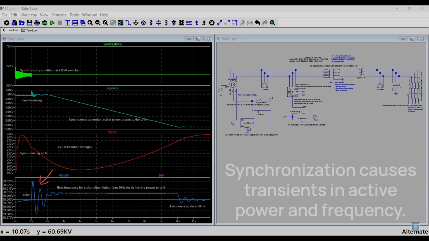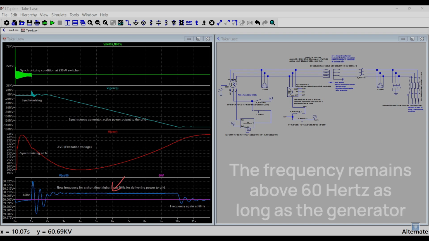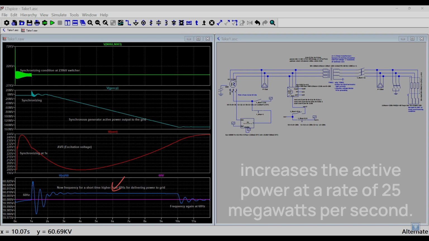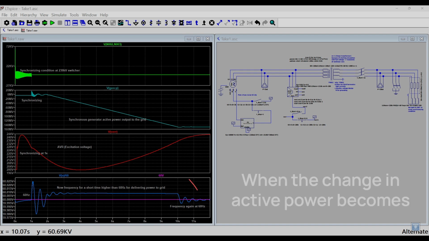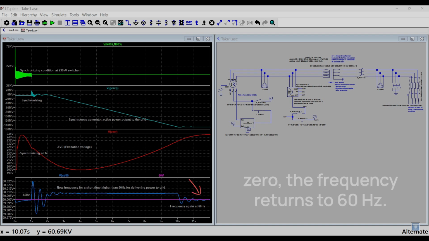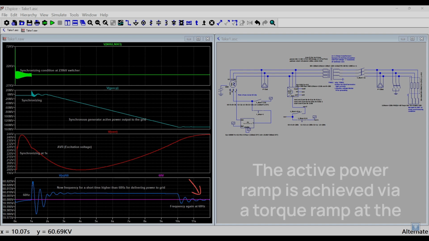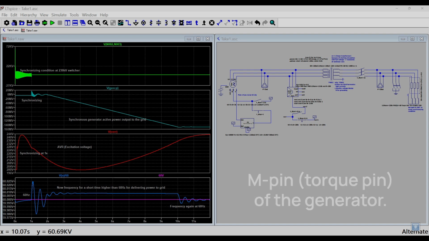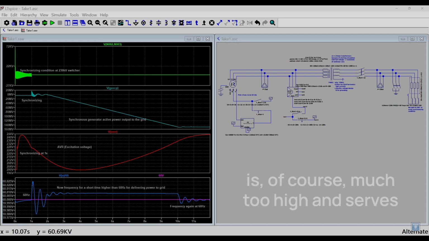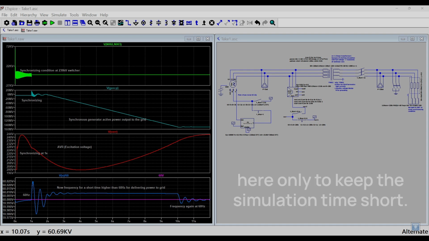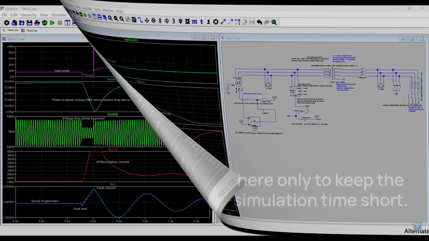Synchronization causes transients in active power and frequency. The frequency remains above 60 Hz as long as the generator increases the active power at a rate of 25 megawatts per second. When the change in active power becomes 0, the frequency returns to 60 Hz. The active power ramp is achieved via a torque ramp at the M-pin, the torque pin of the generator. Note, the active power ramp of 25 megawatts per second is of course much too high and serves here only to keep the simulation time short.